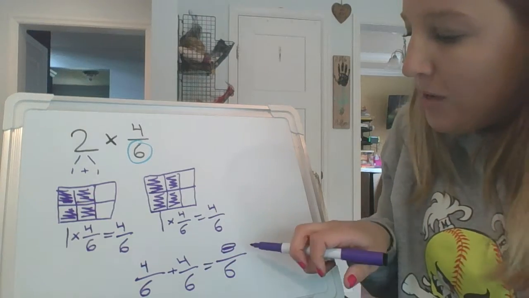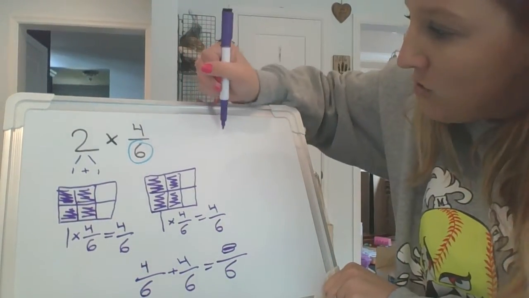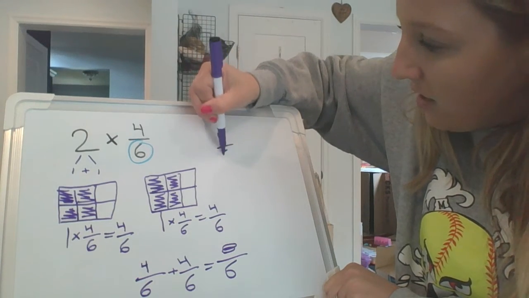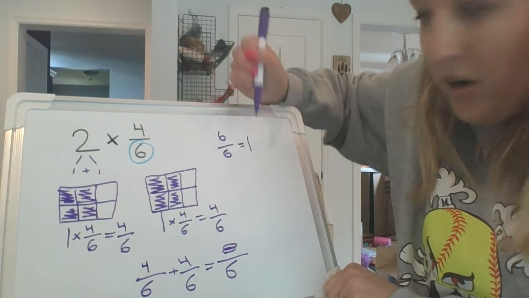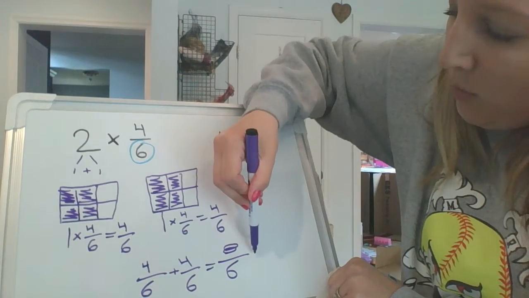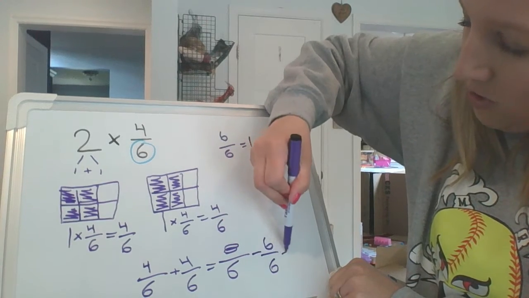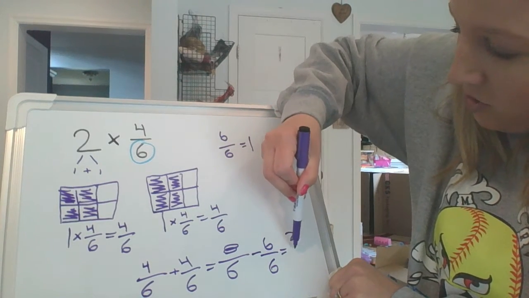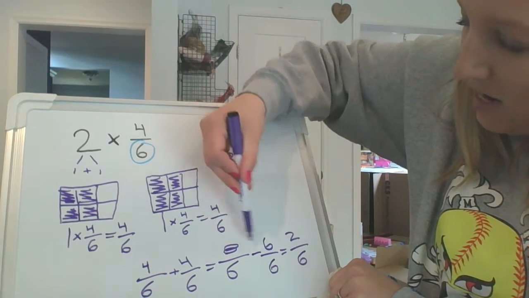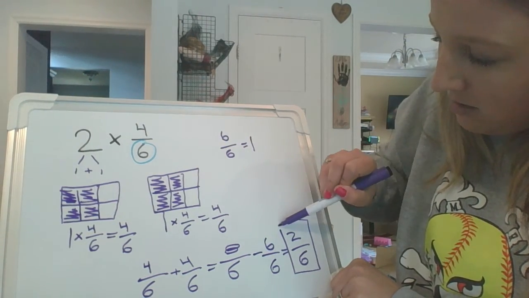All right, so then we have 8/6. Well, again, we know that 6/6 equals a whole. 6 over 6 equals 1 whole. So, can I take away 1 whole from this? Well, yeah, 6 over 6. So what am I left with? I'm left with 2/6, because 8 minus 6 is 2/6.